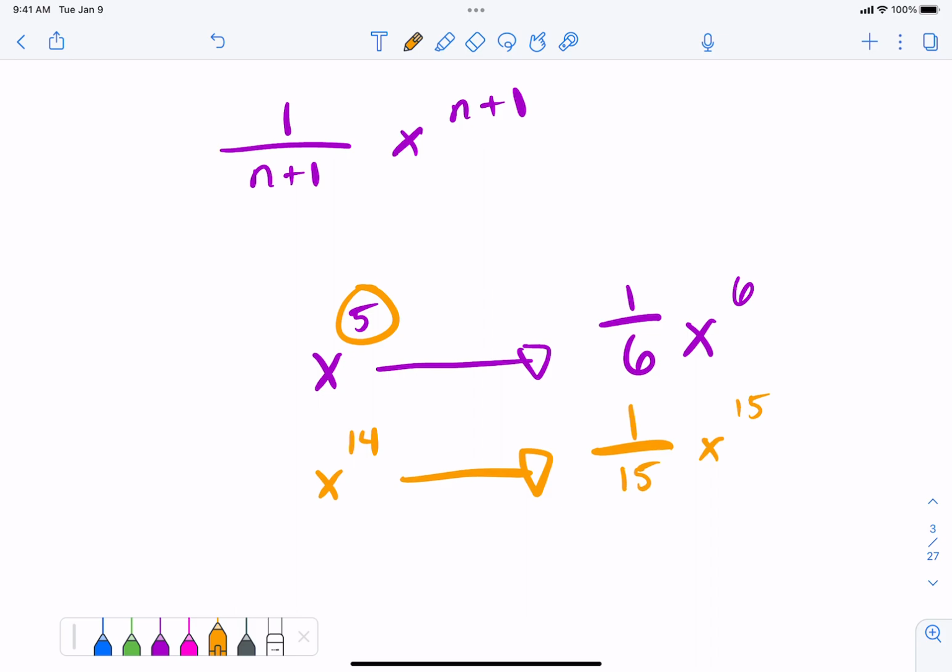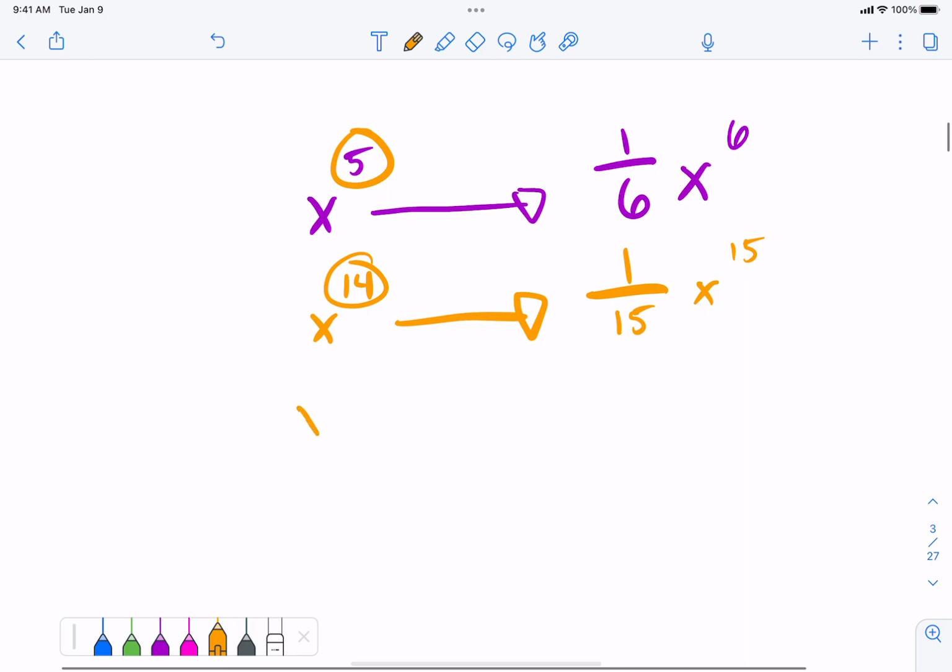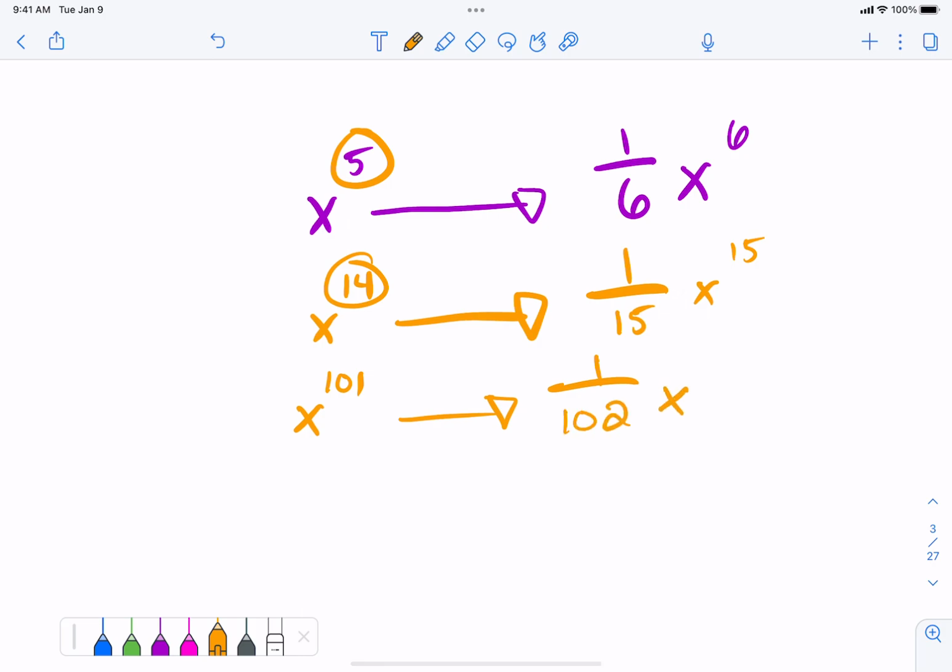How do I do x to the 6? That's n plus 1, the antiderivative. Right? Okay, if n is 14, add 1, so 1 over 15, x to the 15th. Let's do one more: x to the 101st power. 1 over 102, x to the 102.